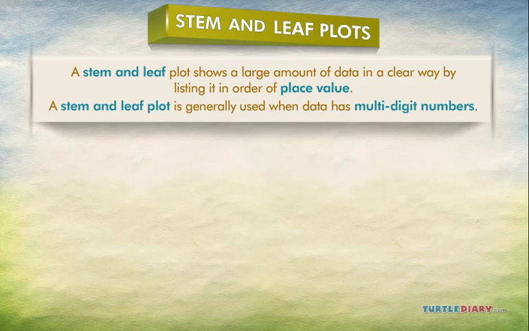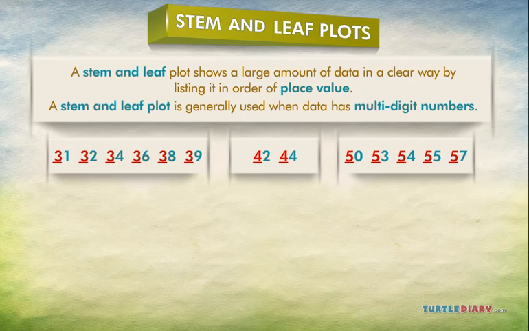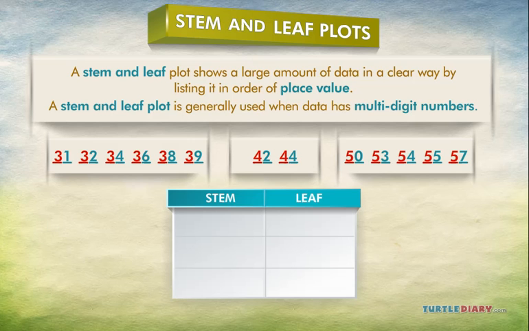A stem and leaf plot is generally used when data has multi-digit numbers. In this kind of plot, the ones digit of each number in the data is separated from the other digits. The plot has two columns.